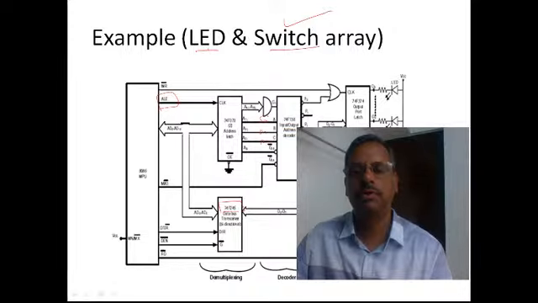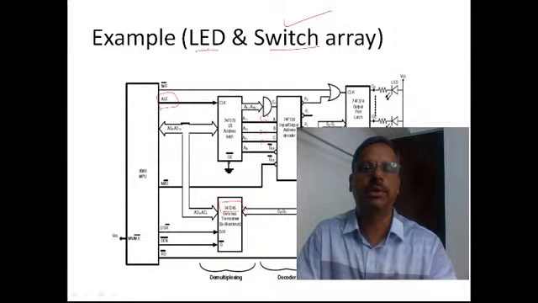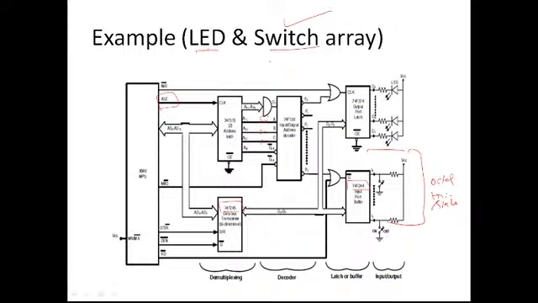So we use 74244, which is an octal tri-state buffer. Octal means 8 tri-state buffers. As you can see here, the inputs are connected with the same arrangement that we have discussed. Input 0 is connected to a pull-up resistor to VCC, the other end of the switch is connected to the ground, and a similar arrangement is used for all the 8 inputs. The outputs of the 74244 buffer are connected to the data bus.